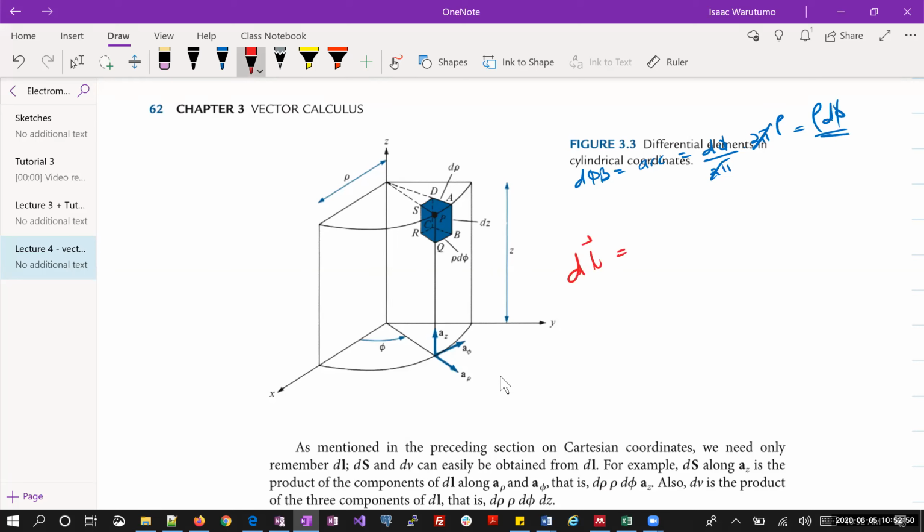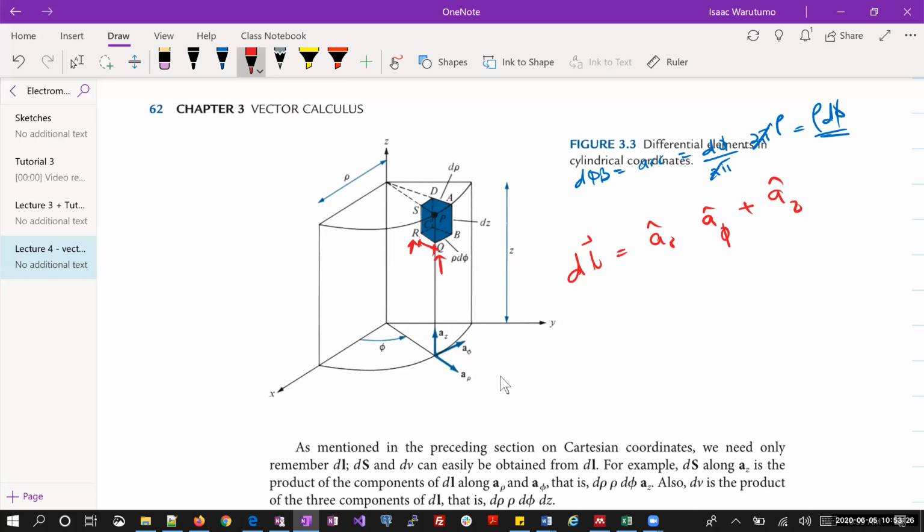DL is going to be equal to, remember we express dimensions of cylindrical in terms of A rho, A phi cap, and AZ cap. That is how we express them. And so we just find out, if we had an elemental length from point R to Q, how would you express this elemental length?